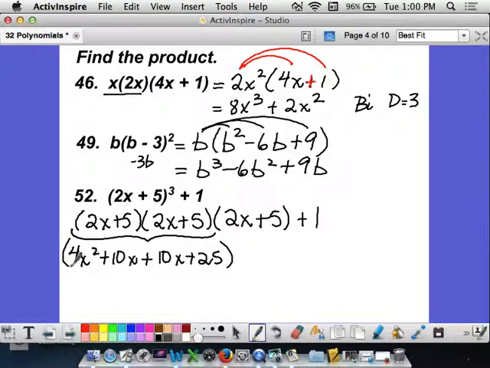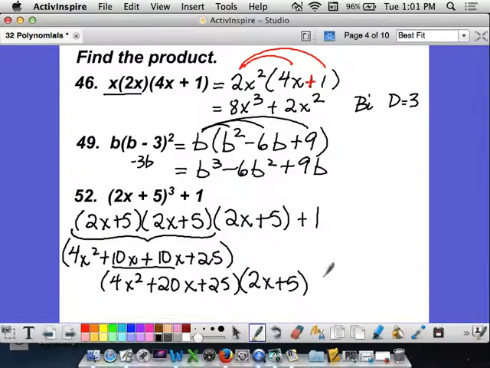You have to keep it in parentheses. And what I'm going to do is I'm going to go ahead and combine like terms. So I have 4x squared plus 20x plus 25 when I combine these two here. And then times 2x plus 5. And then I have that plus 1 out to the side. And I am way out of room. So now I'm going to distribute everything. So I've got to distribute here.